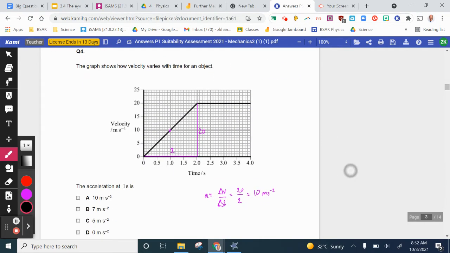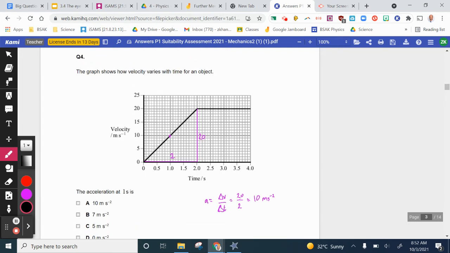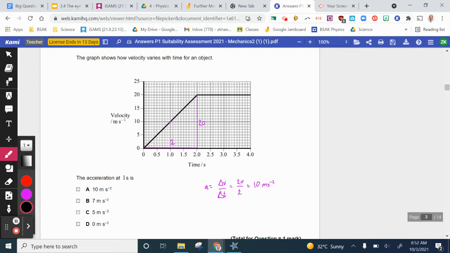Question 4, we're going to calculate the acceleration from a velocity time graph. So that is a gradient. So the gradient here is the rise over the run. I've chosen a triangle. You could choose a different size triangle if you want. So rise is 20 meters per second, run is 2 seconds. So change in velocity over time, 20 over 2, 10 meters per second squared. So the answer is A.